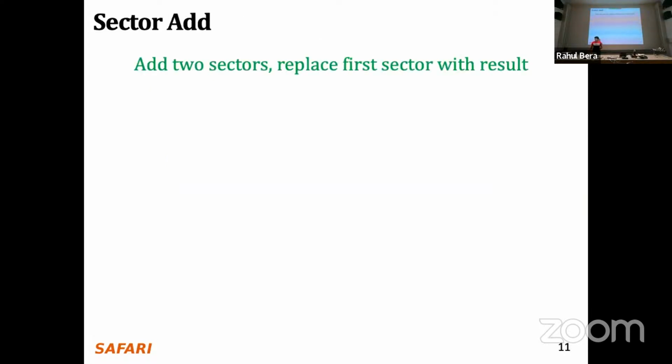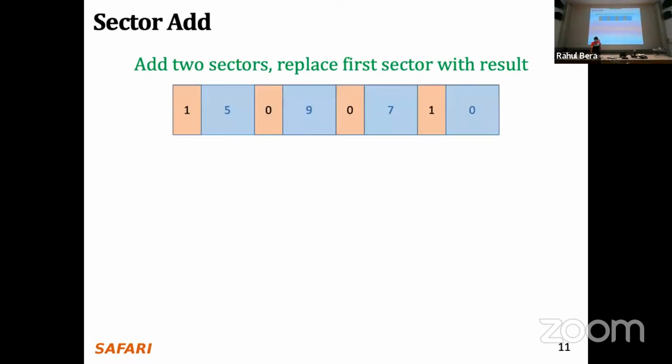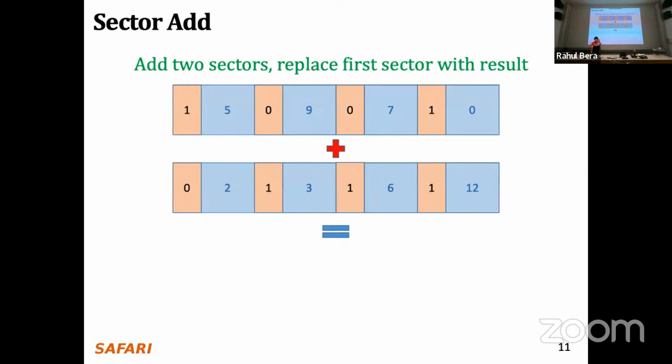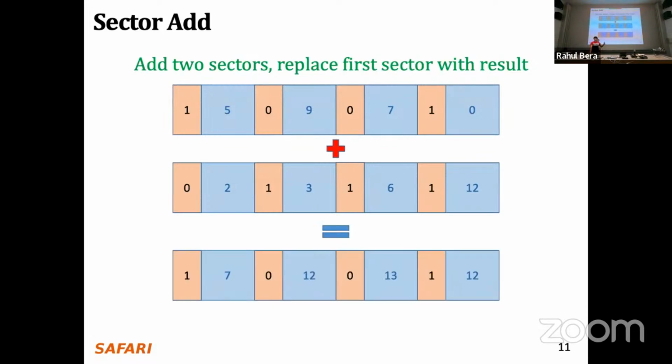Sector addition: add two sectors and replace the first sector with the result. As simple as that. So we have a sector, we add it, and then we replace the first sector with the result of the addition.